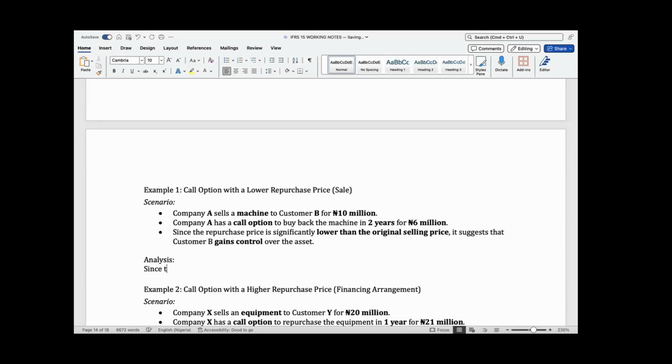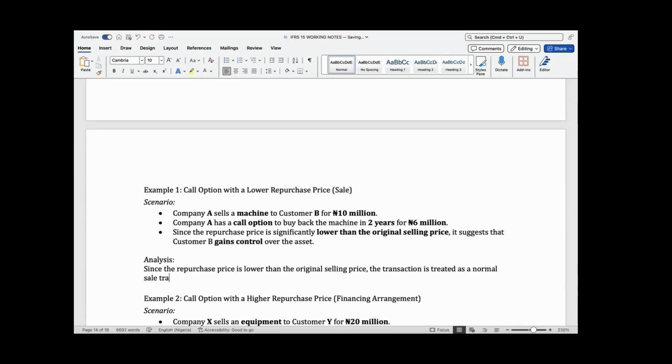So again, since the repurchase price is lower than the original selling price, the transaction is treated as a normal sale transaction, wherein the 10 million consideration will be recognized as what? As a revenue.